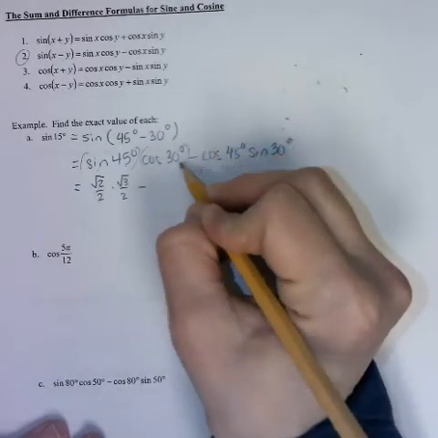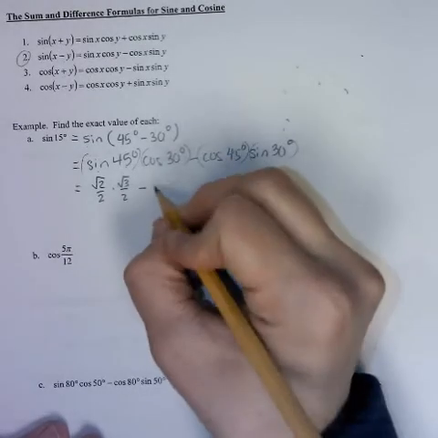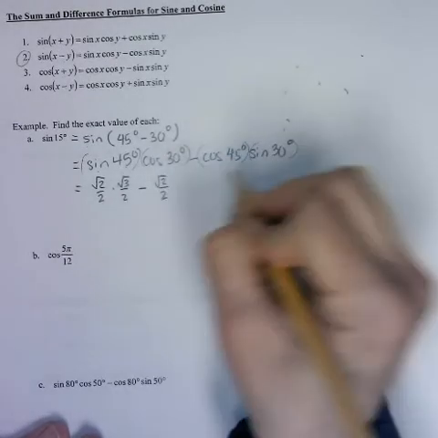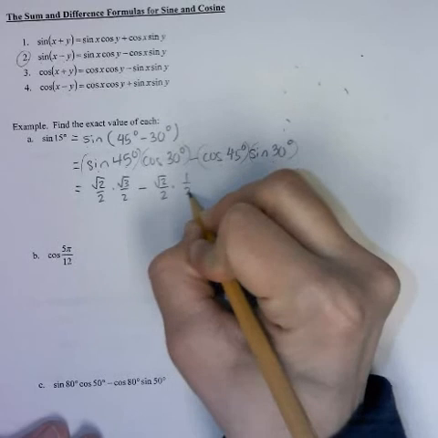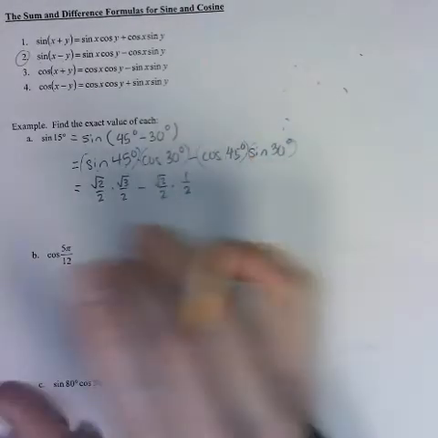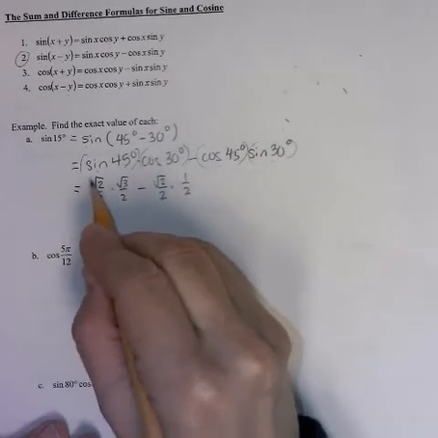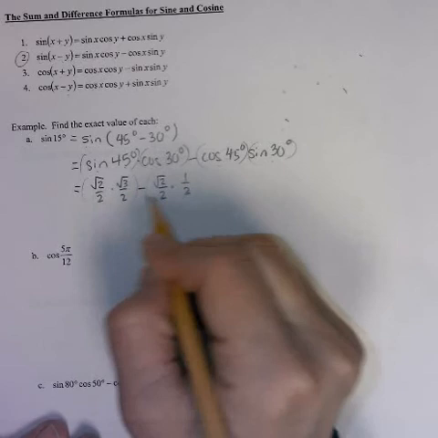I should point out, don't evaluate them each separately. Cosine of 45 degrees is square root of 2 over 2. Sine of 30 degrees is 1/2. You don't need these parentheses here, right? But I just want to make sure we emphasize that. So this, evaluate these two products separately and find the difference.